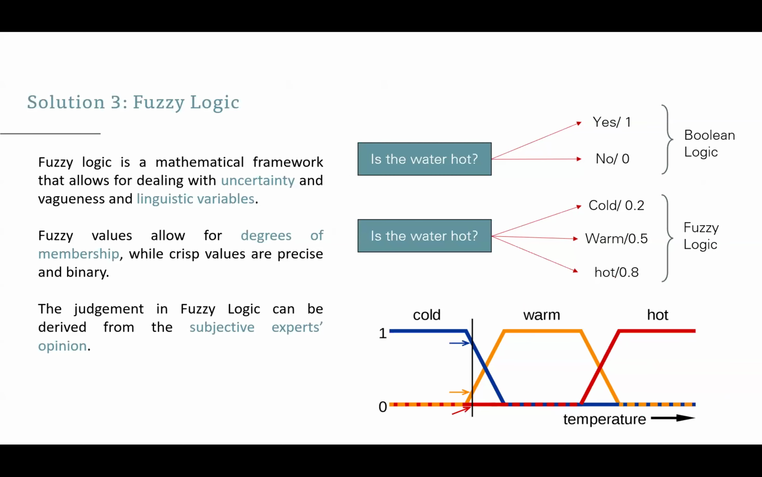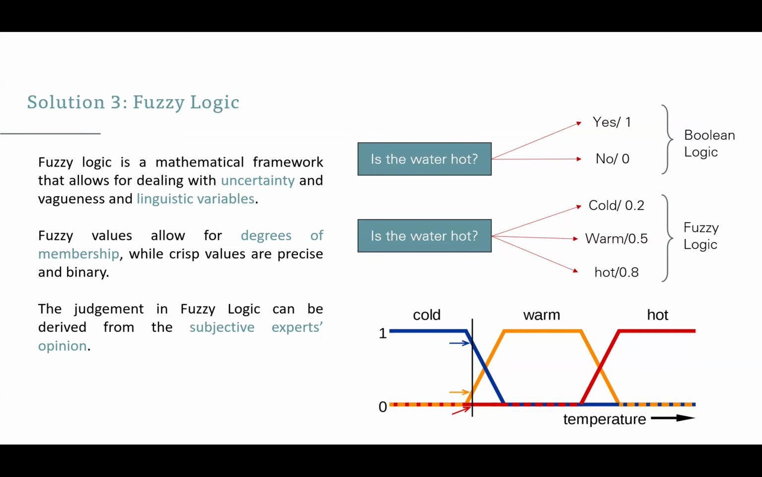Unlike Boolean logic, which is a definite yes or no, fuzzy logic assigns degrees of membership. So if you say cold, it has a membership function to that temperature, to being hot. So warm is 50% membership to being hot, and hot has 80%. So it has this distribution and the membership. So it is completely different in the logic behind it.